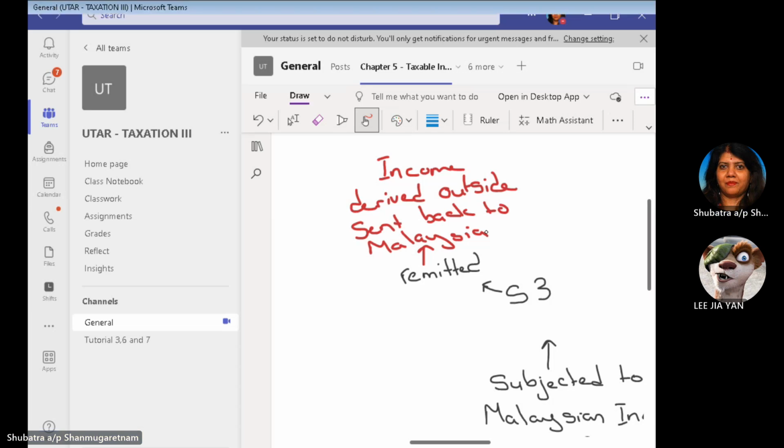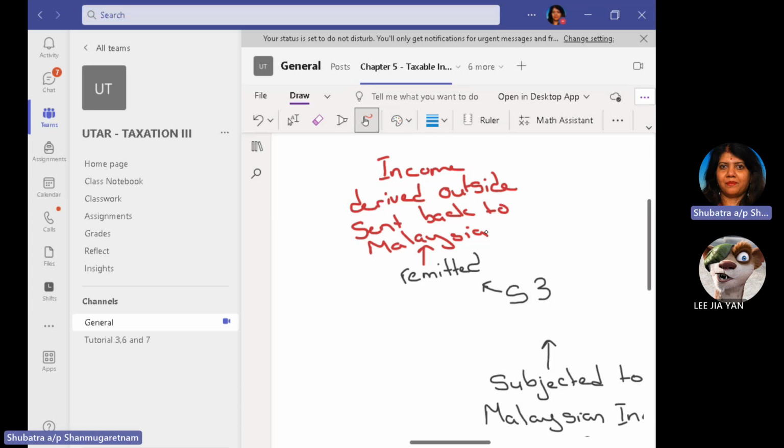Okay? Now, if you say you got a property in Australia, you rent it out in Australia, you keep the money in Australia, you're not taxed in Malaysia because you did not send it back. But if you send back the money to Malaysia, you will be taxed in Malaysia because it's a rental income, it's a taxable income in Malaysia. All right?